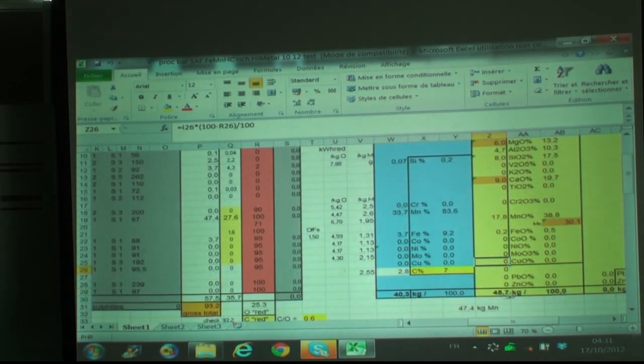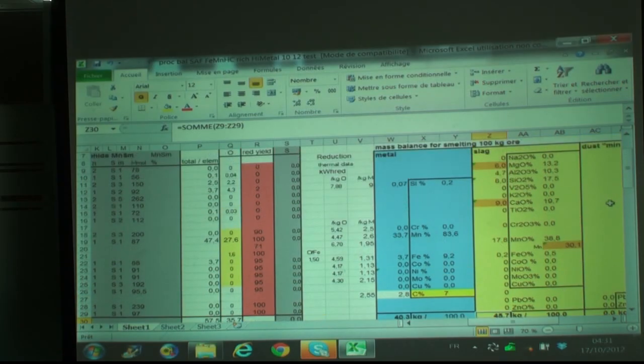And then you see, here again, we make the addition. For 100 kilo ore, we obtain 46 kilo slag. And we can calculate then again the percentage of each: MgO percentage is kilo MgO over kilo slag times 100. And in case of manganese, we calculate, of course, the percentage of MnO the same way.